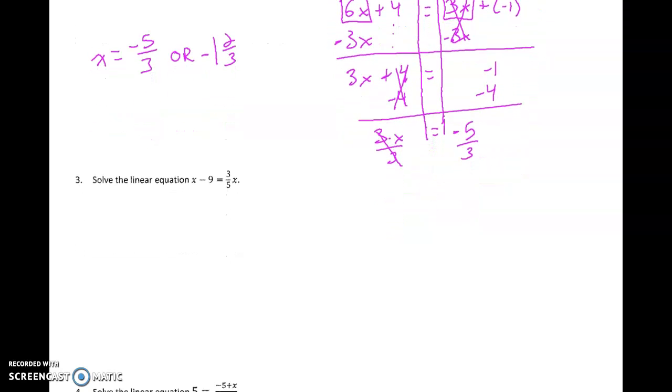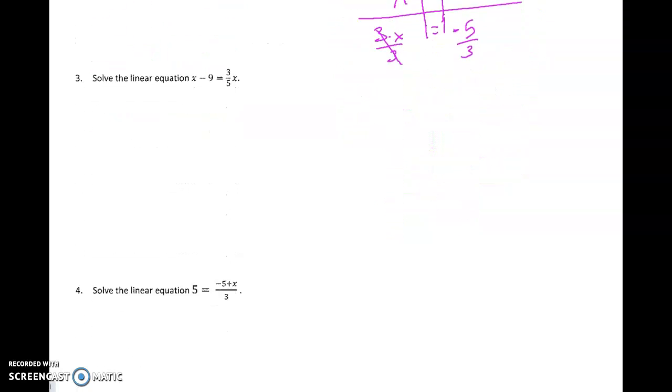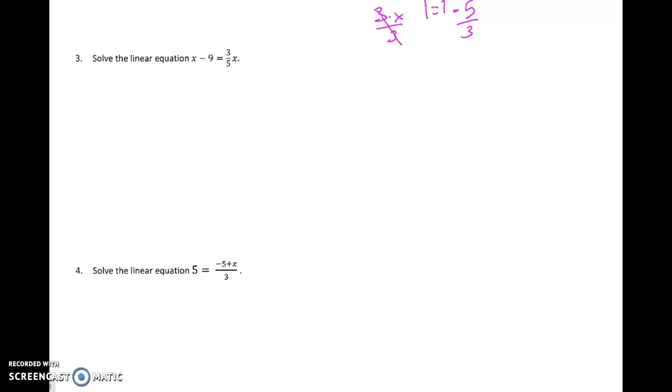All right, looking at another example. Solve the linear equation x minus 9 equals 3/5 times x. All right, simplify each side of the equal sign. Nothing really to simplify over here, but I'm going to change this to addition.